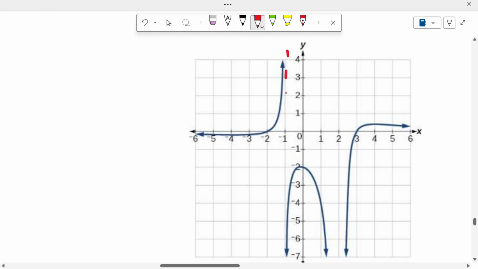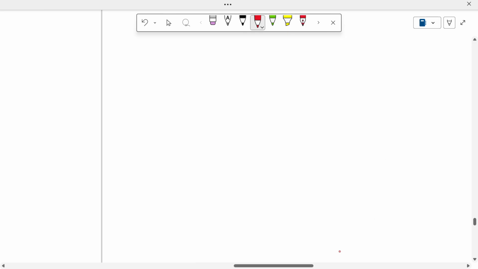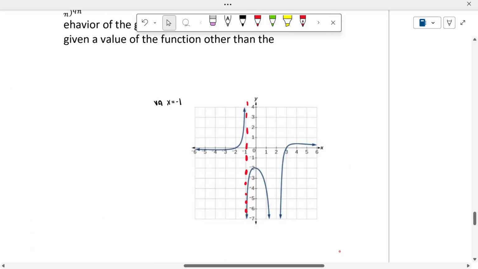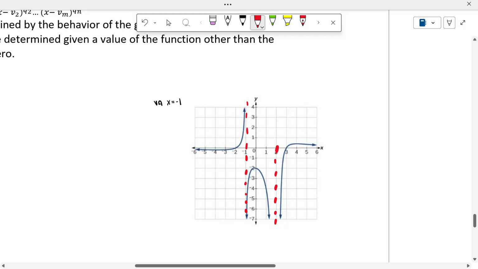I see a vertical asymptote here, okay? So we have a vertical asymptote at x equals -1. There's another vertical asymptote. It's not very obvious, but right here, oh no, right here. At x equals 2, okay?